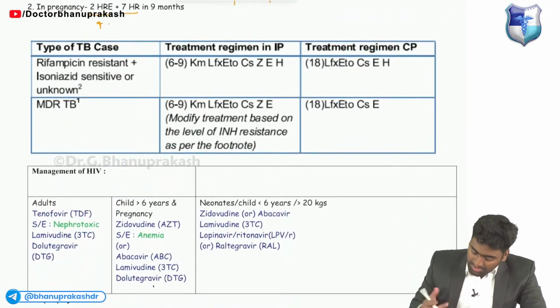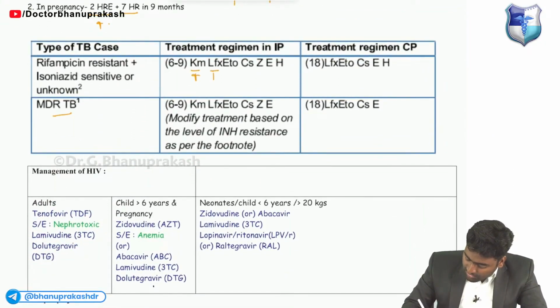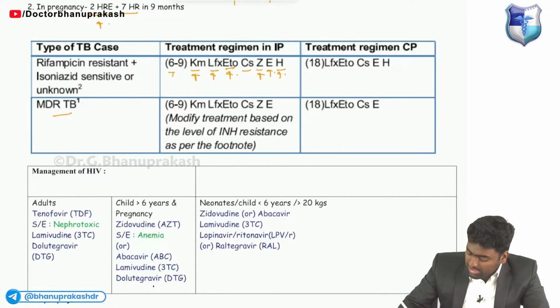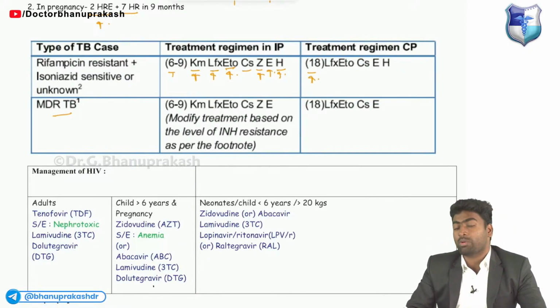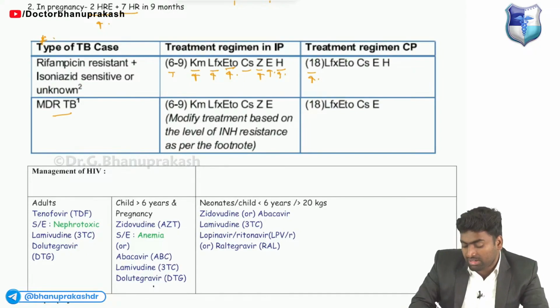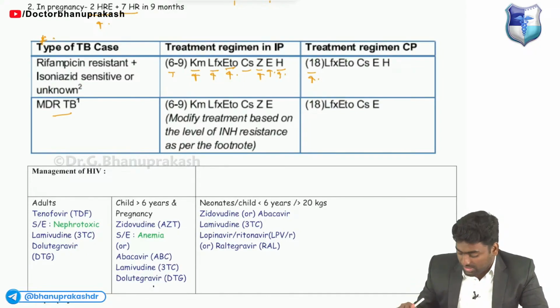Whereas in a case of resistance, we can use kanamycin, levofloxacin, fine, then ethionamide, okay, then pyrazinamide, ethambutol, and isoniazid. So we can use all these drugs for 6 to 9 months, here for 18 months. Just remember. Okay, just see this table before your examination, because it is very rarely asked, but it has a chance to be asked in your examination for sure.